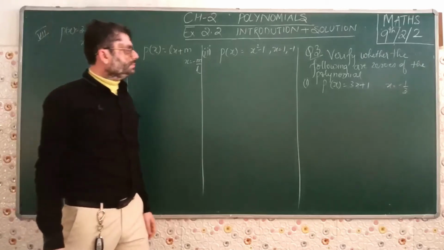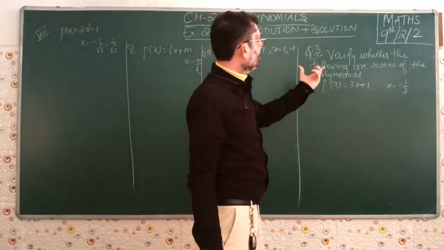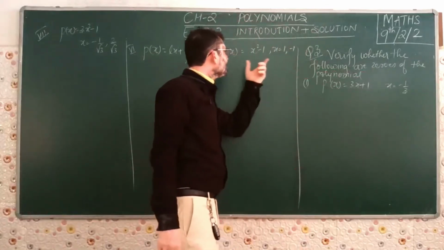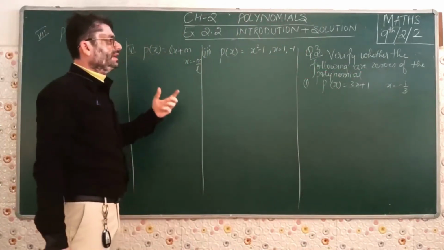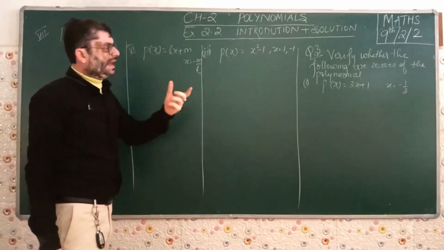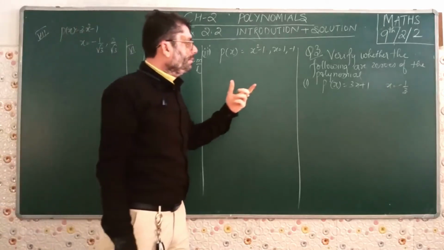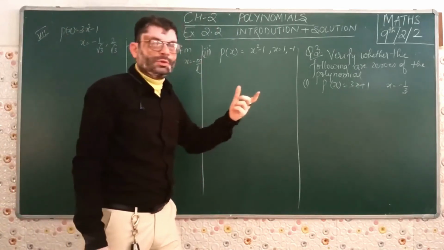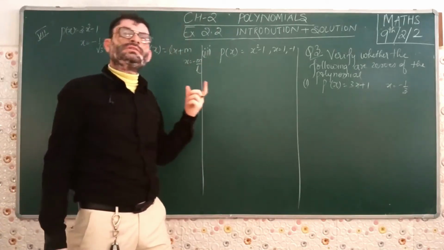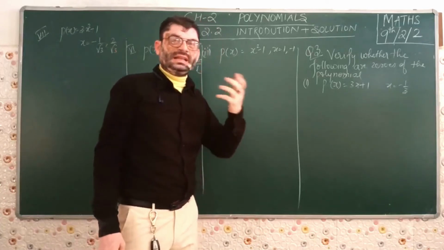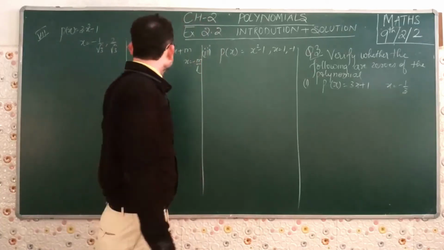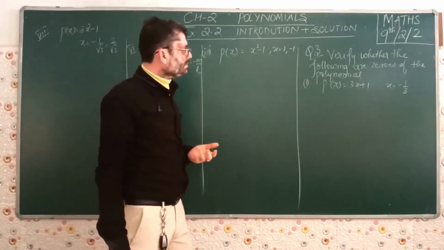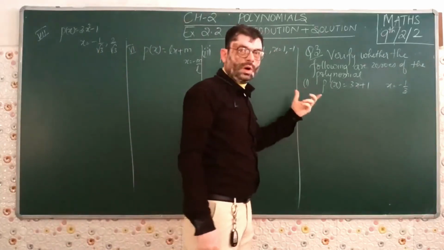Question number 3. Verify whether the following are zeros of the polynomials. There are various bits given in the question to verify and check whether the given values of the variable make the polynomial 0 or not. That means the given value is the 0 of the given polynomial or not. There are various bits, out of which we will be doing 4 bits for you and the rest you can do for your practice. So let us move on one by one.